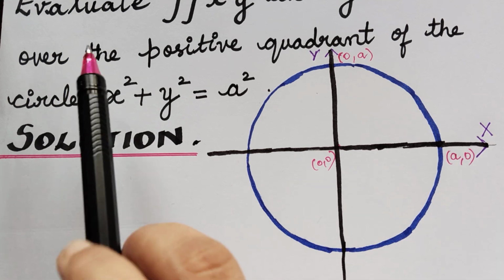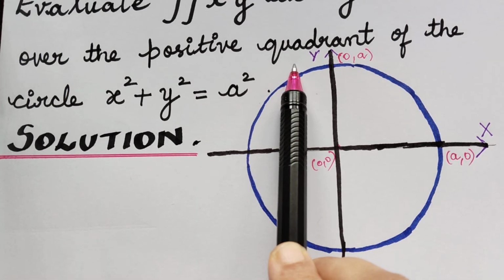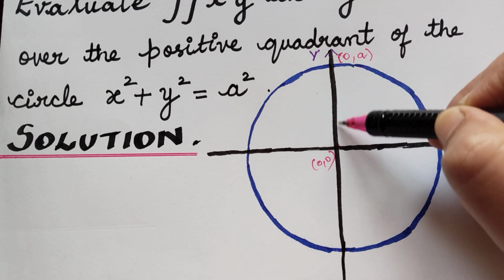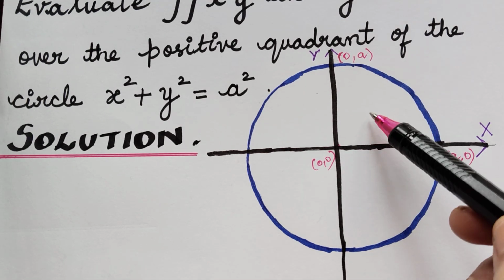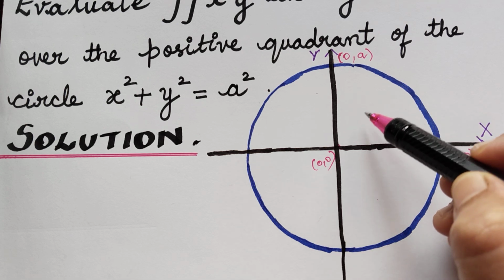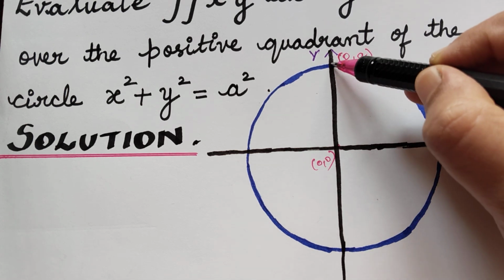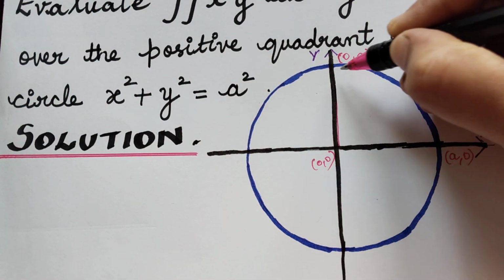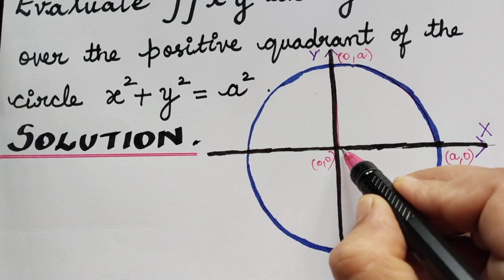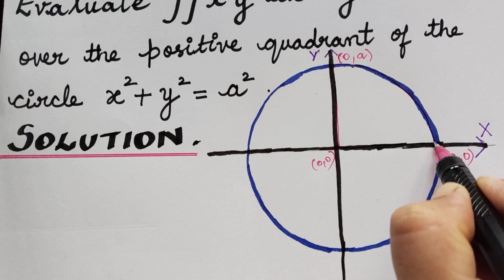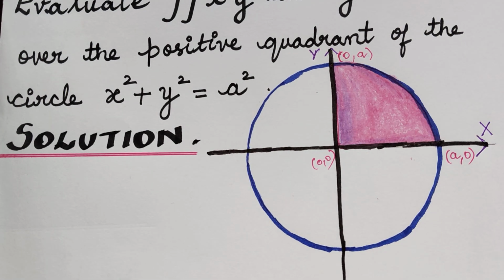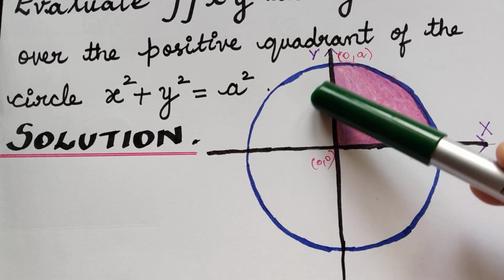So now here it is given as the positive quadrant of the circle. So what is the positive quadrant? It is the first quadrant that is positive. So this is first, second, third and fourth quadrant of the circle. Now the positive quadrant is the first quadrant, that is this region. So this will be our region under consideration. That is, we have to find a double integral in this region. So let me just shade that region and show you. So this is the region of integration.